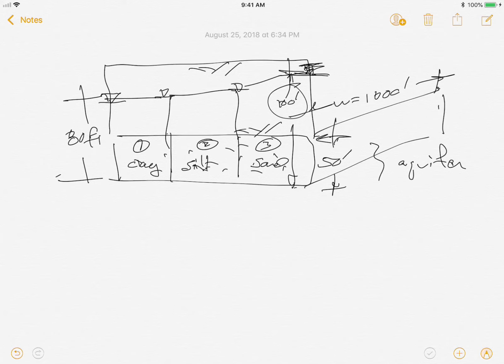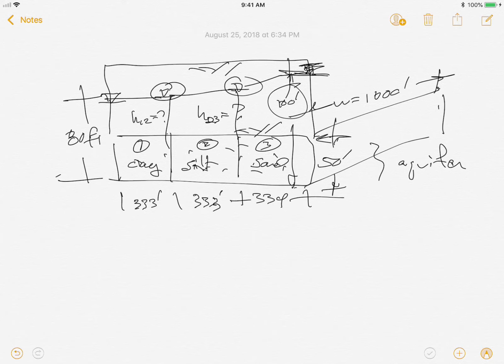Essentially we want to know what the elevation of the water is at the interface between 1 and 2, and we want to know what it is at the interface between 2 and 3. So we want to know what this one is and that one is over there. For this problem, the total distance is going to be 1,000 feet. This distance here, we'll say is 333 feet, that's 333 feet, and this is 334 feet, so the total distance adds up to 1,000 feet. We're doing that because we're going to solve this numerically later using a computer program, and we're just going to try to solve the same problem.